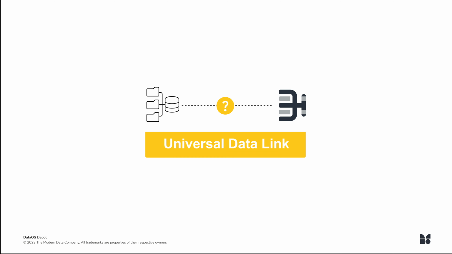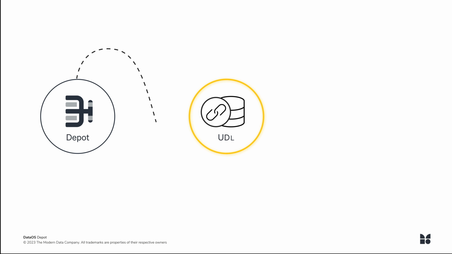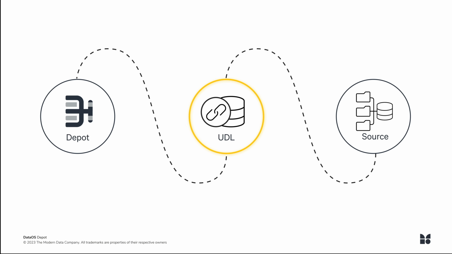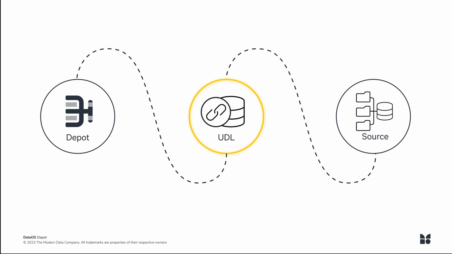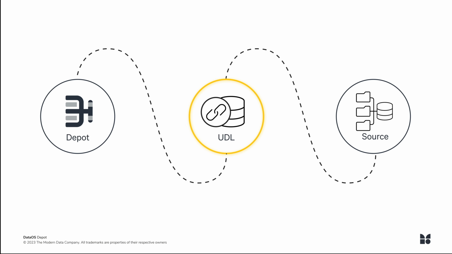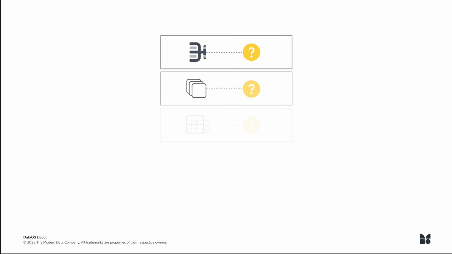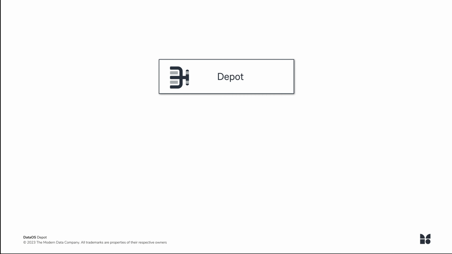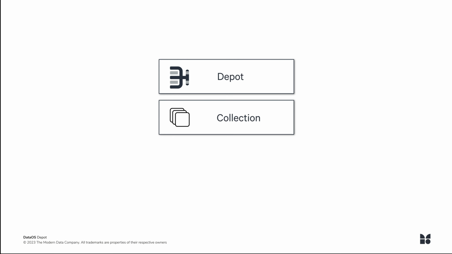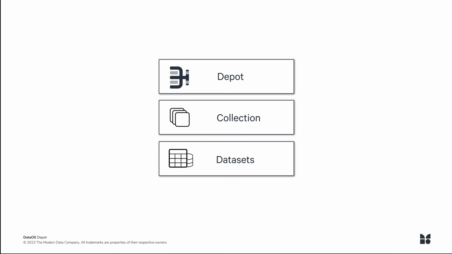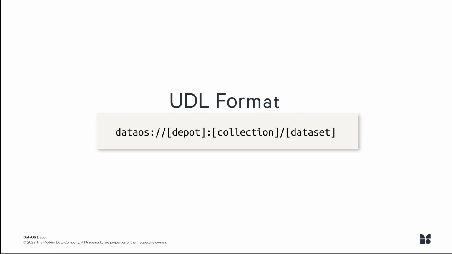So, let's learn what a UDL is. When you create a depot, UDLs are created that allow you to access the data directly at the source. This Universal Data Link, or UDL, is the address that gets assigned to the source system. Let's learn about the structure of a UDL. Irrespective of the source system's nomenclature or structure, a UDL brings uniformity by allowing you to reference the data in the following hierarchy. A UDL has the following format.